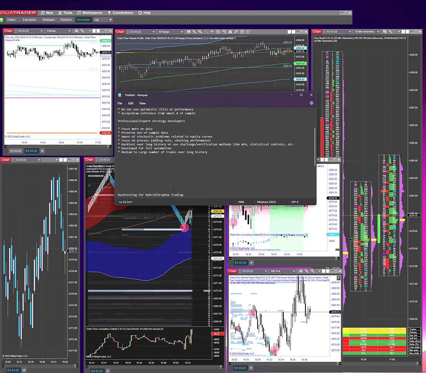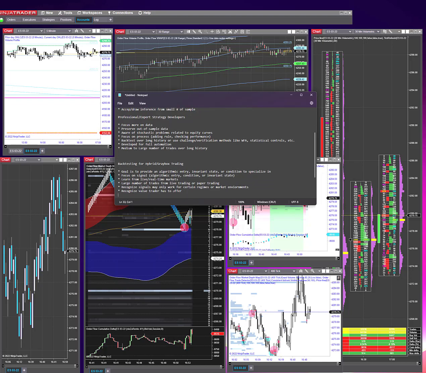Now let's compare this to backtesting for hybrid or Graybox trading. The goals are a little different here. A properly developed automated strategy typically doesn't produce very many signals, because there's a very high cost if that strategy produces a signal that's wrong. There's no one to step in and say this is not the time for that signal. It's better to err on the side of caution and just not generate that trade. And that's not going to suit the goal for a hybrid or Graybox trader.